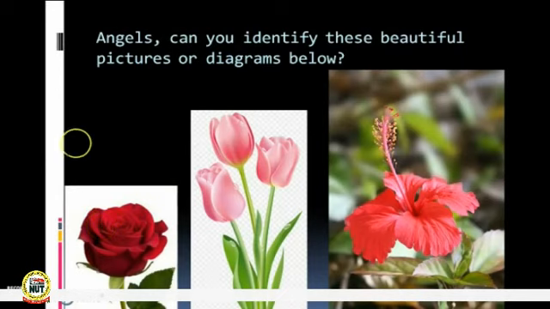This first one here is called rose flower. What do I say, angels? Rose flower. This second one here is called tulip flower. This third one is called hibiscus flower. Angels, what do I call this? Hibiscus flower.